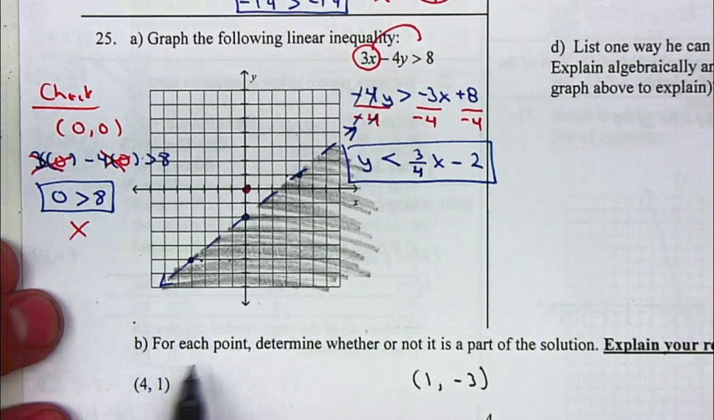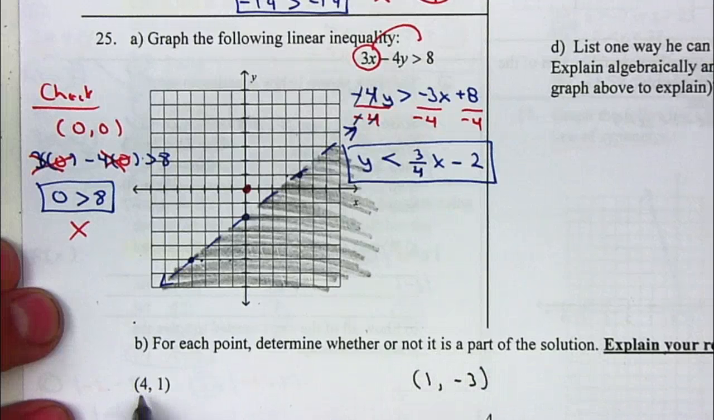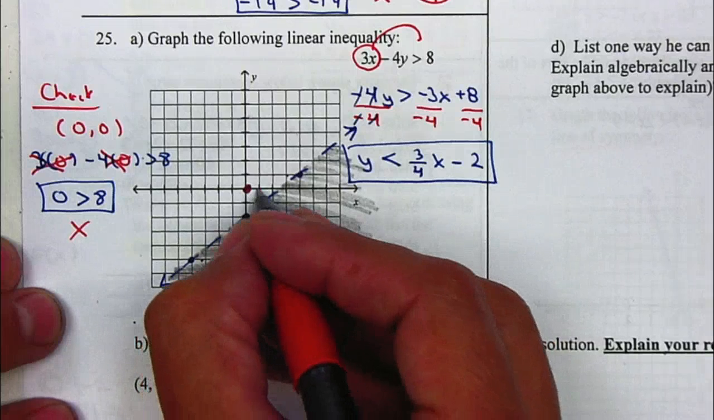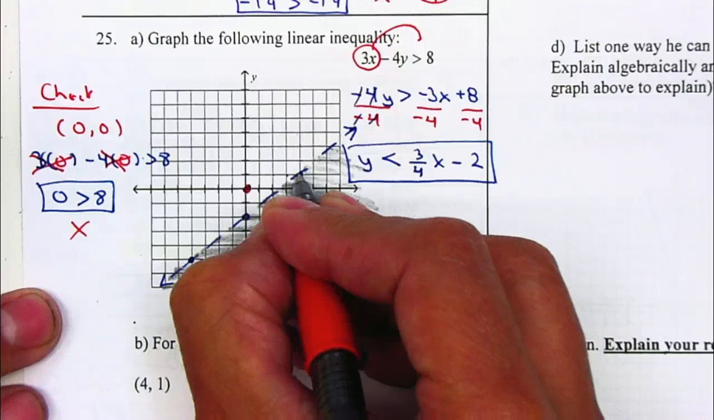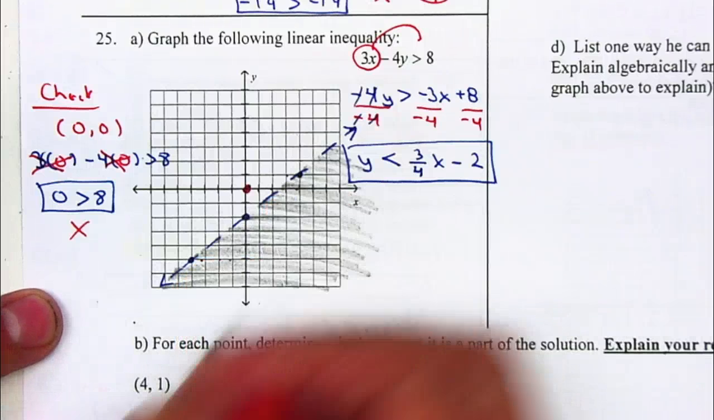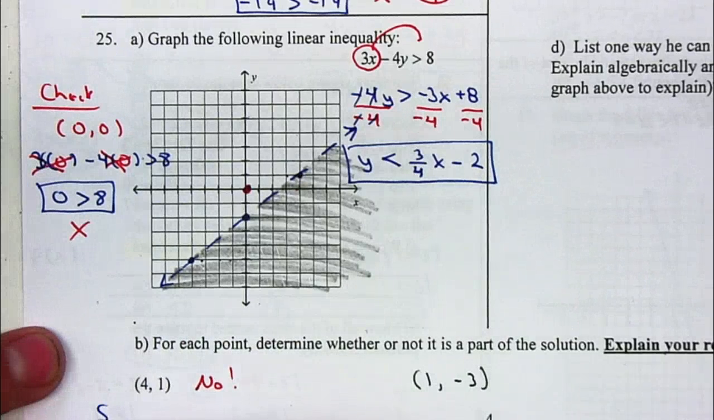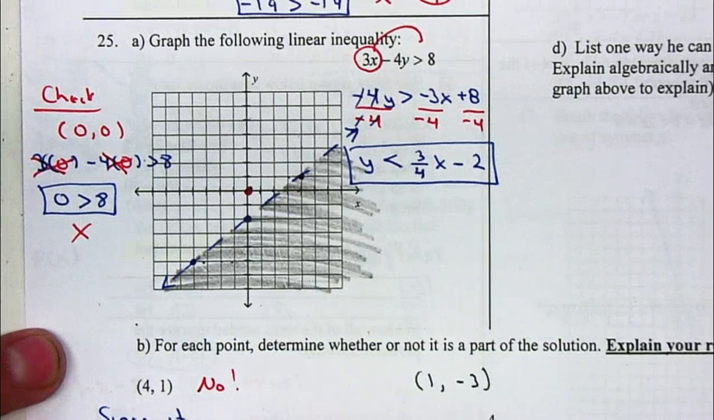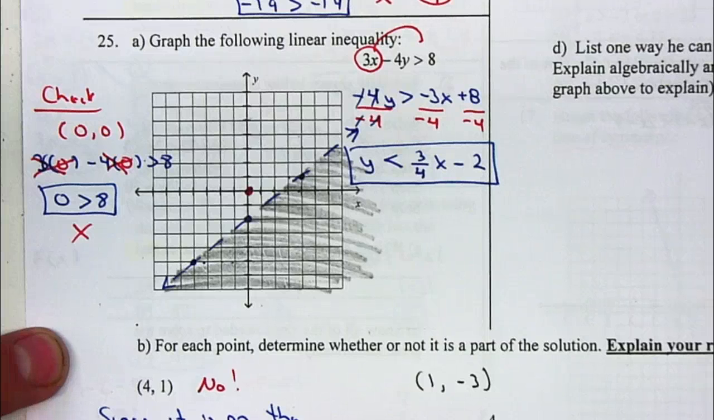Now, letter B. For each point, determine whether or not it is part of the solution. So I need to determine if 4, 1 is part of the solution. So 1, 2, 3, 4 and 1. If you notice, that's the point, and it's on a dashed line. So therefore, this is no, since it is on the dashed line, which indicates that those are not solutions.